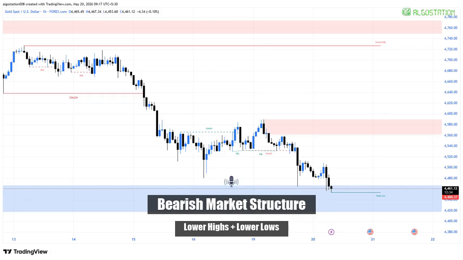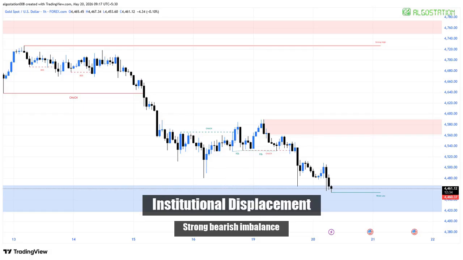On the 1-hour time frame, gold is clearly bearish. We can see a sequence of lower highs and lower lows forming consistently after the major rejection near the strong high around 4,720. Notice the displacement candles during the sell-off. This is not retail participation. These impulsive bearish candles indicate institutional activity, strong imbalance, aggressive order flow, and clear downside intent.